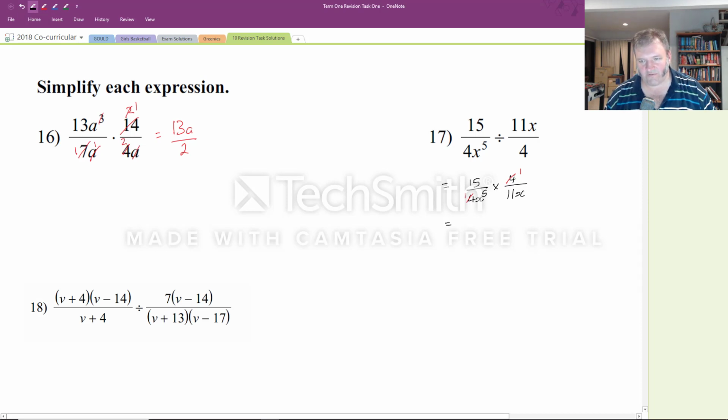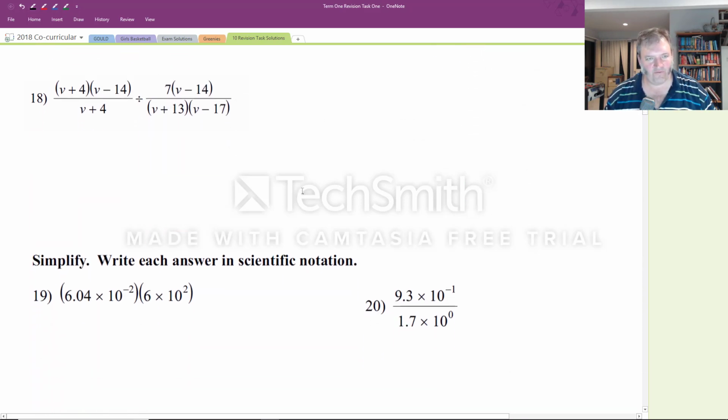Now I just multiply across. 15 by 1 is 15. And on the bottom I have 11 times x to the power of 5 times another x. That's 11 x to the power of 6. And we're all done. Let's move on. Oh, look, division again. So I'm going to have to multiply by the reciprocal.